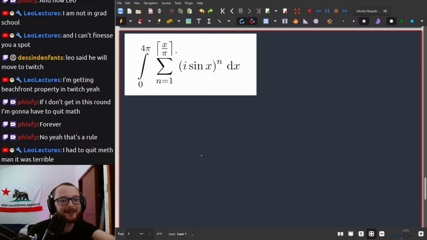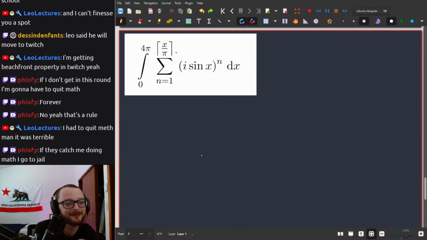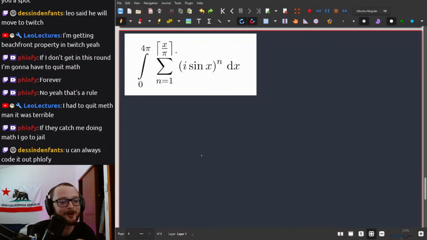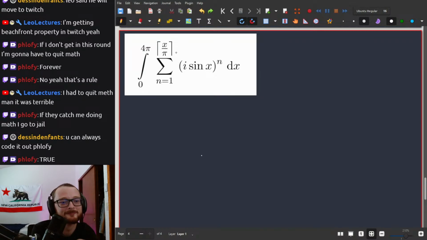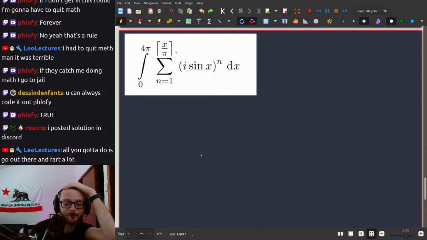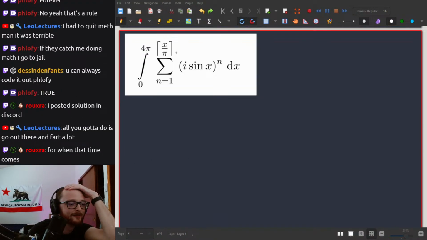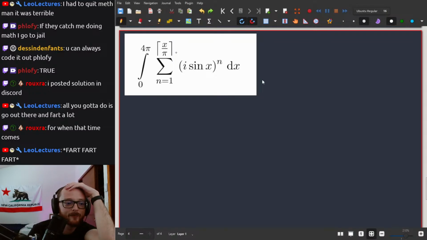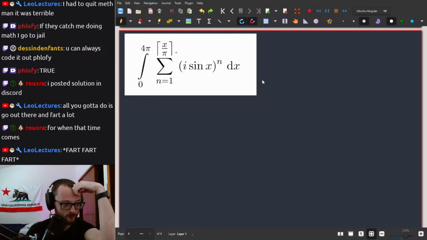But here's the ceiling of x over pi. It's tricky to think about here. Catch me doing math, I go to jail. How to quit math is terrible? Sounds terrible. Posted the solution in Discord? Okay, good. We'll try it for a while. I almost certainly cannot solve this though, so I'm pretty happy to just look at the solution.